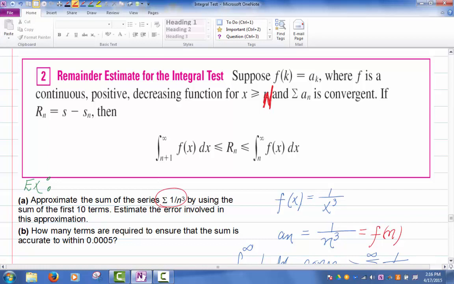So all we are saying is that the function f is continuous, positive and decreasing after some point on. Okay? And then let's assume that the improper integral of f from 1 to infinity is finite, then the series would be convergent. The series, n going from 1 to infinity of an, would be convergent. And then if Rn is the error when you estimate the sum of the series S by Sn, then Rn satisfies those bounds.